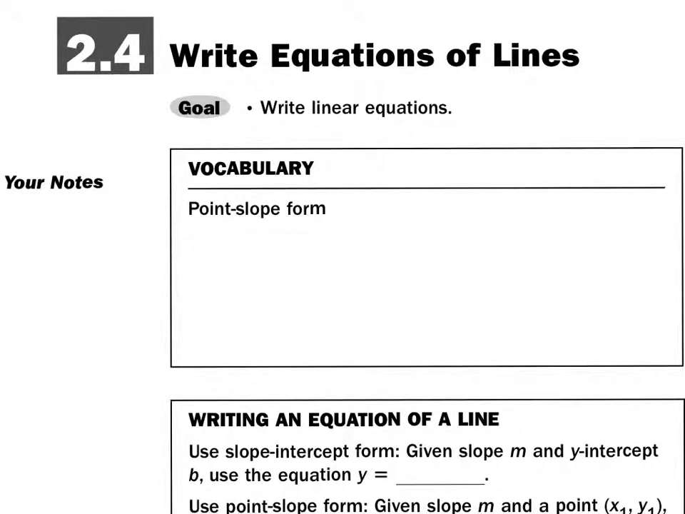2.4, write equations of lines. Vocabulary, point-slope formula. The point-slope form is given by this formula: y minus y1 equals m times x minus x1.